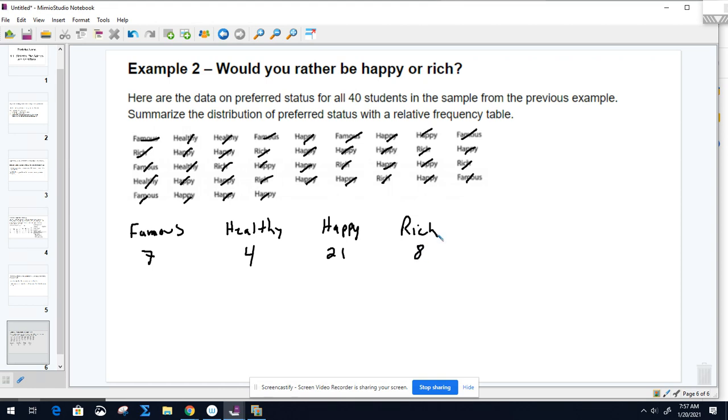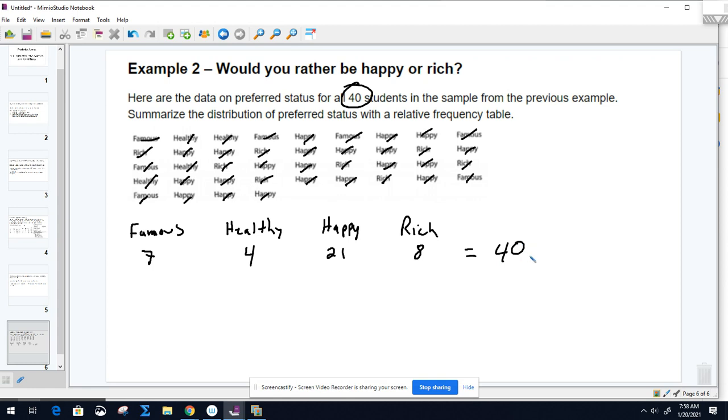So how can I make sure that I counted correctly? Well, there are 40 total students here, correct? So I need to make sure that I add up to 40. I've got 7 plus 4 is 11. 11 plus 21 is 32. 32 plus 8 is 40. So again, this whole thing has to equal 40.